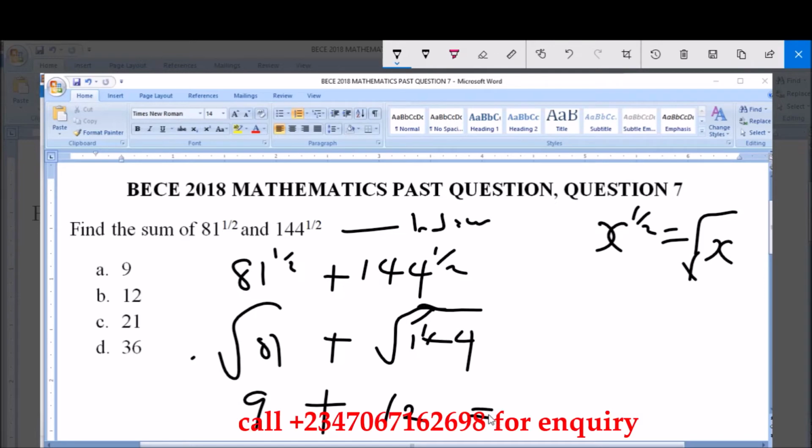Now when we sum these results together, 9, which is the square root of 81, plus 12, which is the square root of 144, we are going to get 21 as our answer. Remember, from the law of indices, when a number is raised to the power of 1 over 2, it simply means the square root of that number. And so therefore, 81 raised to the power of 1 over 2 simply means square root of 81, and 144 raised to the power of 1 over 2 simply means square root of 144. Square root of 81 will give us 9. Square root of 144 will give us 12. And when we sum this up, we have 21.